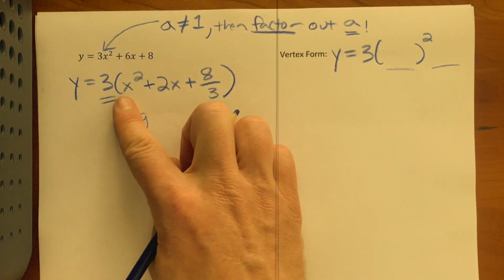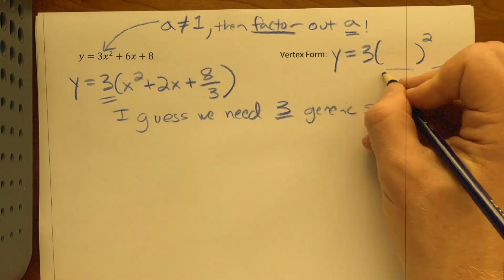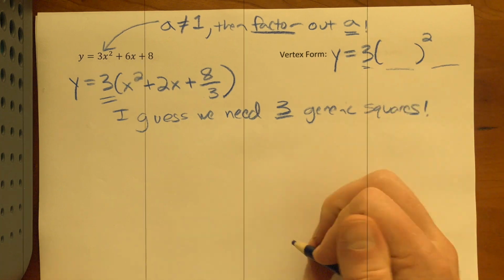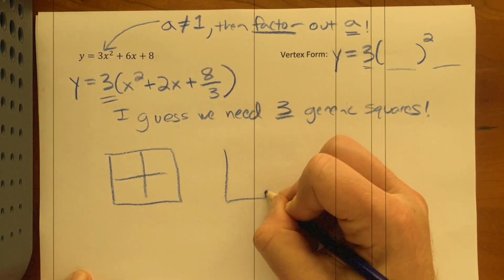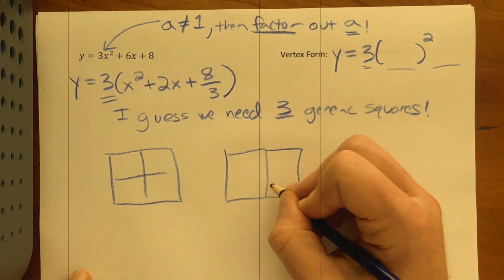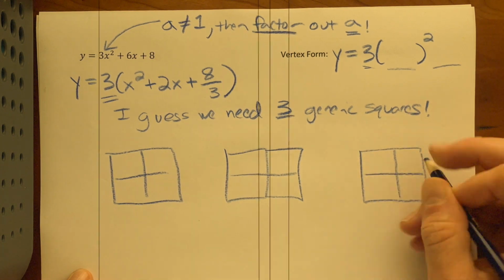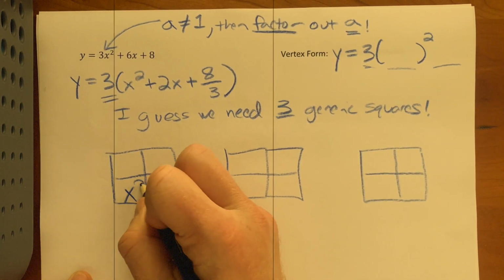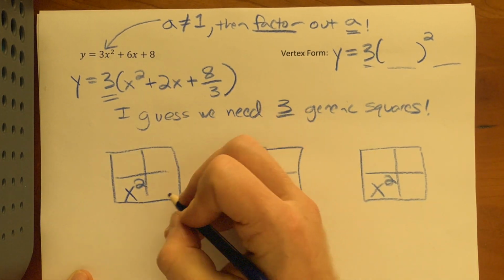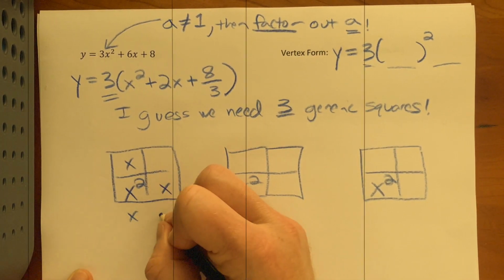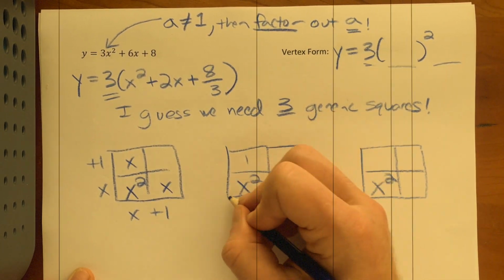But we have 3 of them. I guess we'll complete 3 perfect squares. 3 times a perfect square. That's what our vertex form will look like, and that's what we'll do. That doesn't look like a square, but it's a generic square. It doesn't matter. Let's complete 3 generic squares using that x squared. So we have 3 of those x squareds. We have 2 x's. Well, that's easy. Put 1 x to the right, 1 x above, x plus 1, plus x times x plus 1. That's our perfect square for this problem.